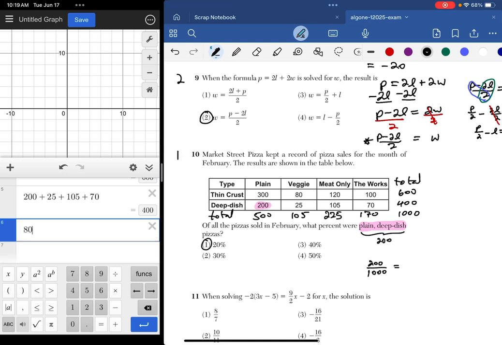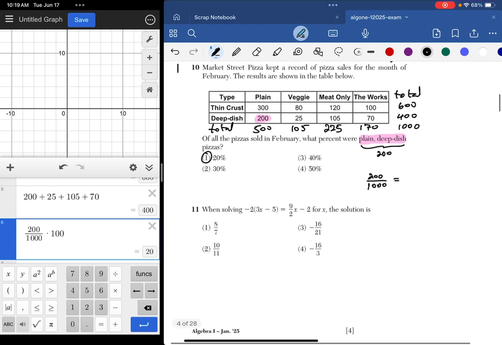Well, I'll put it in the calculator for you. And my percentages there. 200. Right? Now that's the proportion, but they have their answers in percent form, so I multiply by 100 and you get your 20.